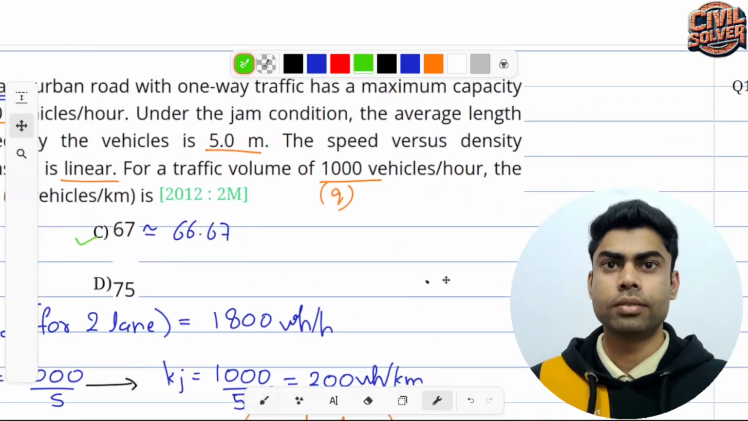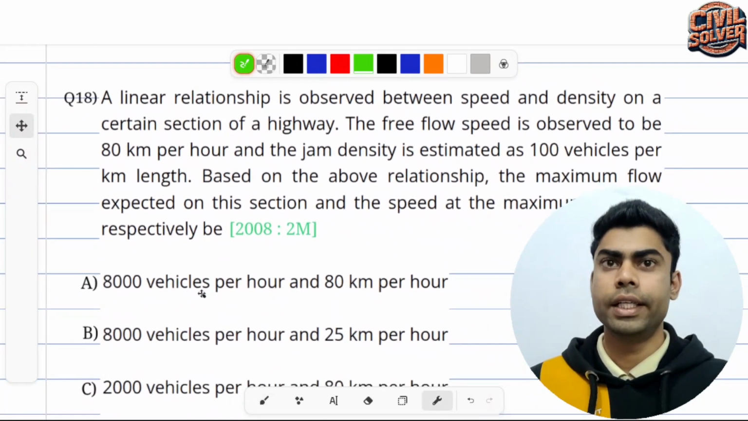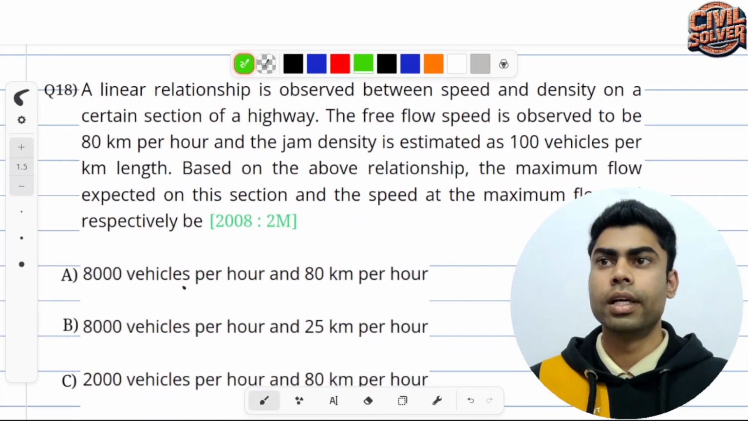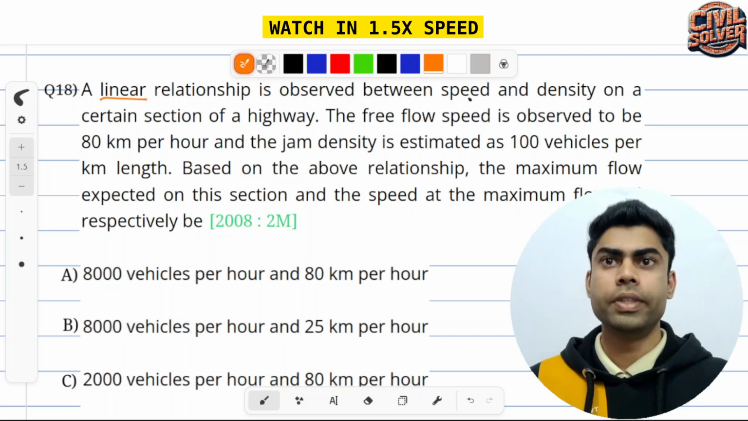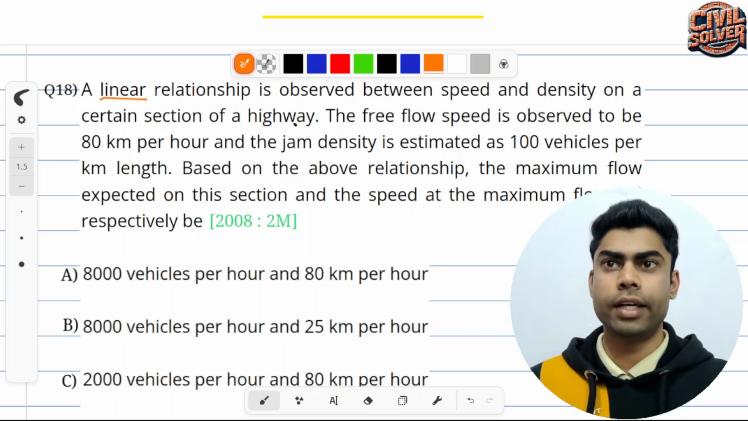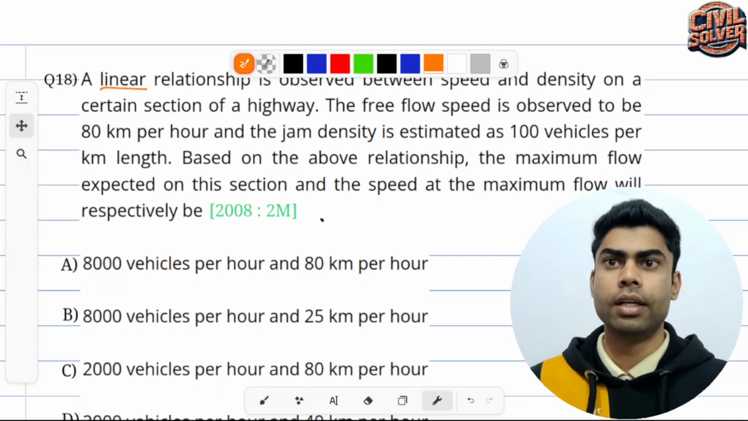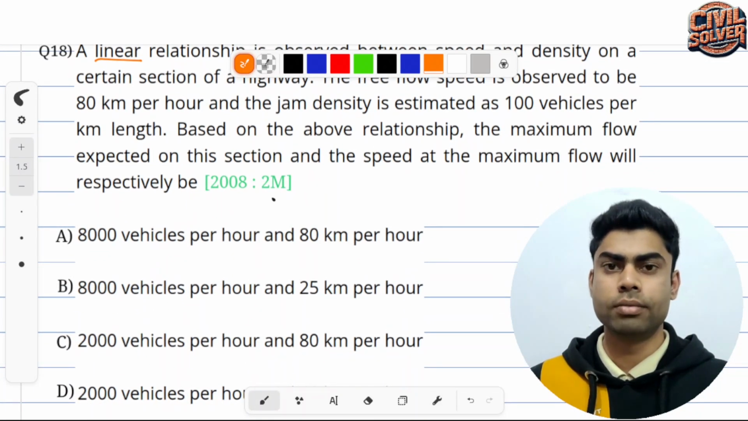Moving on to the next question, we have question number 18. The question says, a linear relationship is observed between speed and density on a certain section of a highway. The free flow speed is observed to be 80 km per hour and the jam density is estimated as 100 vehicles per kilometer length. Based on the above relationship, the maximum flow expected on this section and the speed at the maximum flow will be, again, direct formula based question.